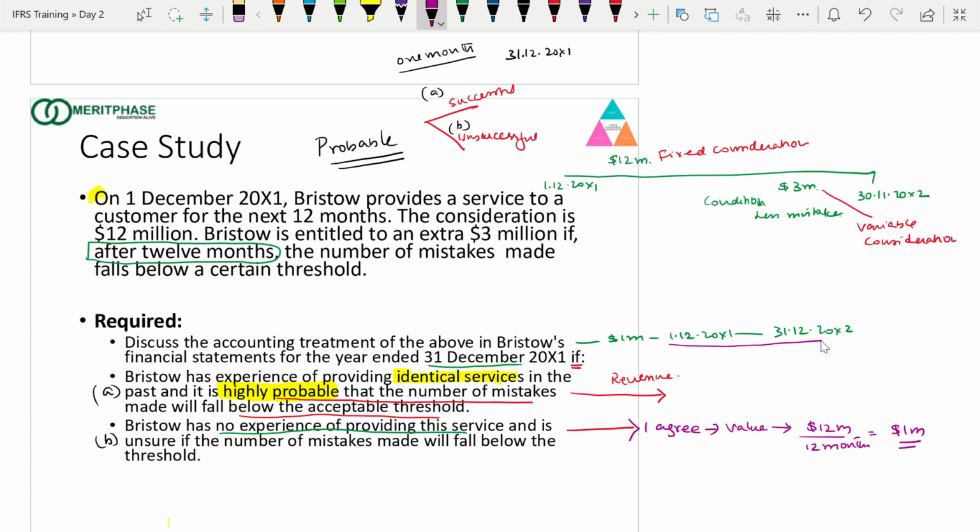They say that it is highly probable. When they say highly probable, it is 12 million divided by 12 months, plus the highly probable 3 million divided by 12 months. Or 15 million divided by 12 months. It comes to 1.25 million. Is it right? Now, is everyone clear?